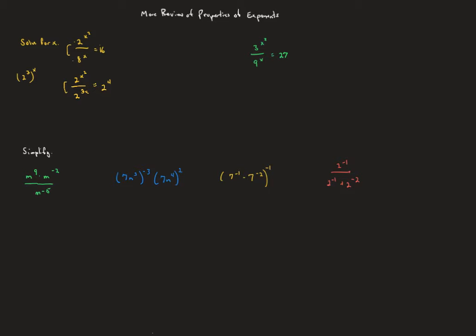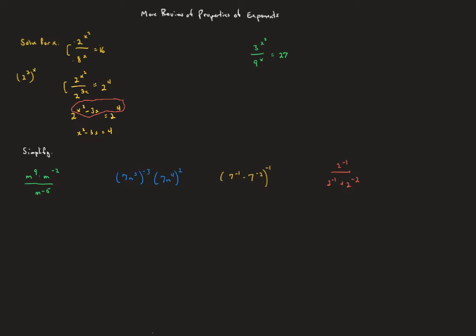Now, the property of exponents says when you divide two powers of the same base, you can subtract those exponents. So it becomes 2 to the x squared minus 3x equals 2 to the fourth. Now, when we have two powers with the same base equal to each other, we can set their exponents equal to each other. So that means that x squared minus 3x must equal 4.